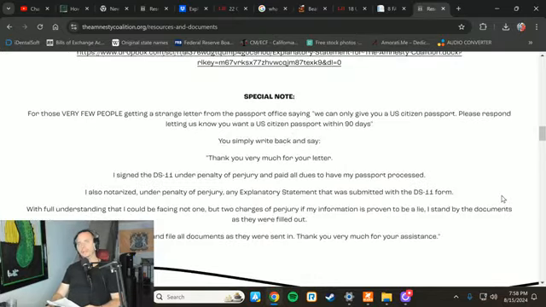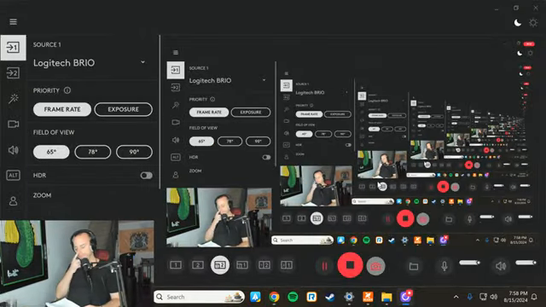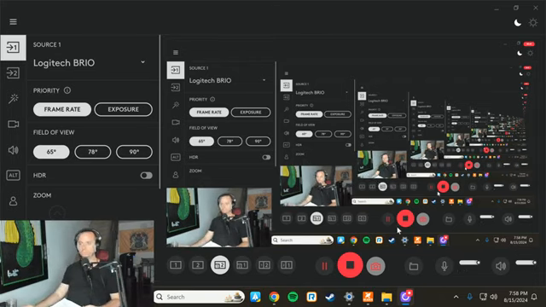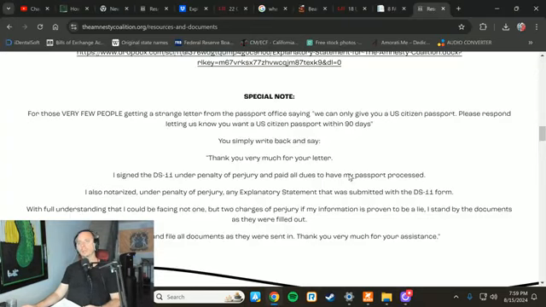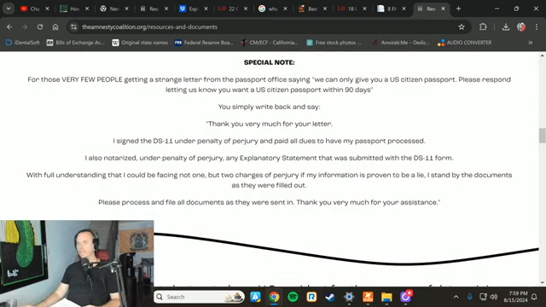Okay? If you go down to the passport section, DS11 passport application section, and they say we can only send you a U.S. passport, I have a little blurb here that you can use, an exact quote. It's just, thank you very much for your letter. I signed the DS11 under penalty of perjury and paid all my fees. I also notarized under penalty of perjury an explanatory statement with full understanding that I could be facing not one but two charges of perjury if the information is proven to be a lie. I stand by the documents as they were filled out. Please process my application as it was sent in, right?